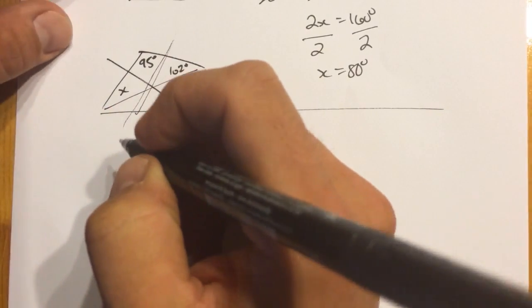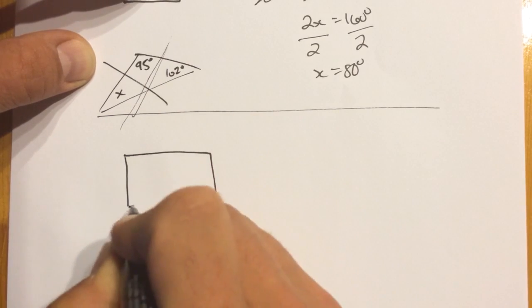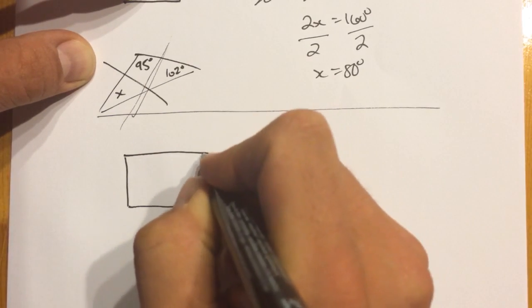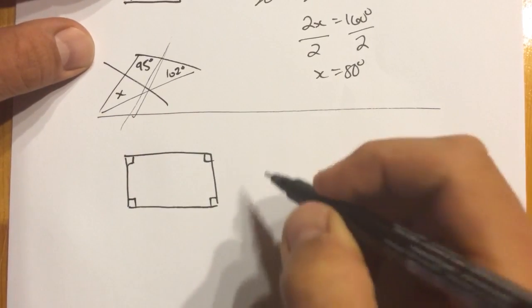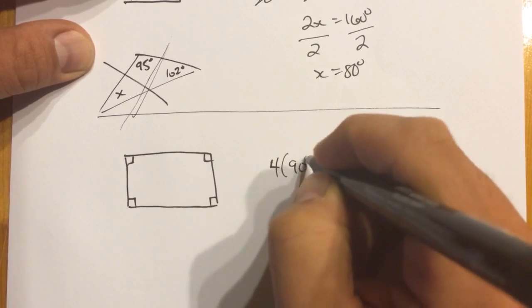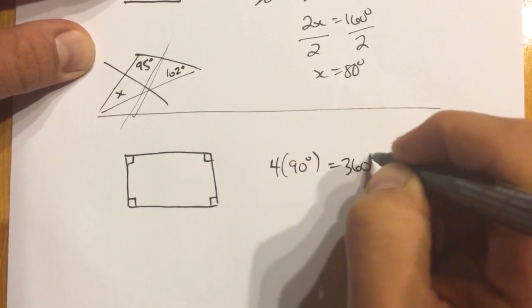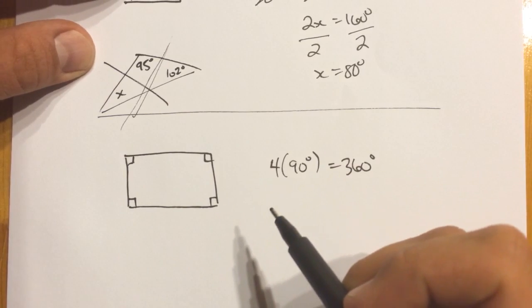Triangles, the interior angles add up to 180. Now let's look at a rectangle with 90-degree angles in the corners here. I'll write them all in. We don't typically. And we can see 1, 2, 3, 4 of those. 4 times 90 degrees is 360 degrees. That's the sum of the angles on the interior of a rectangle.